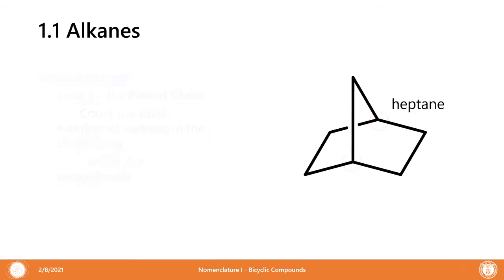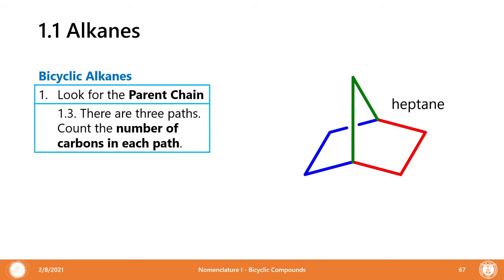Okay, following that, from the bridgeheads, you can see I've color-coded them. There are 3 paths. What you want to do is count the number of carbons in each path. And how do we do that? We count the number of carbons. From the bridgehead, we don't count that number. We count 1 here, and we have 2 here. The green path, we have only 1 carbon here. And the blue path, we have 2 carbons here.